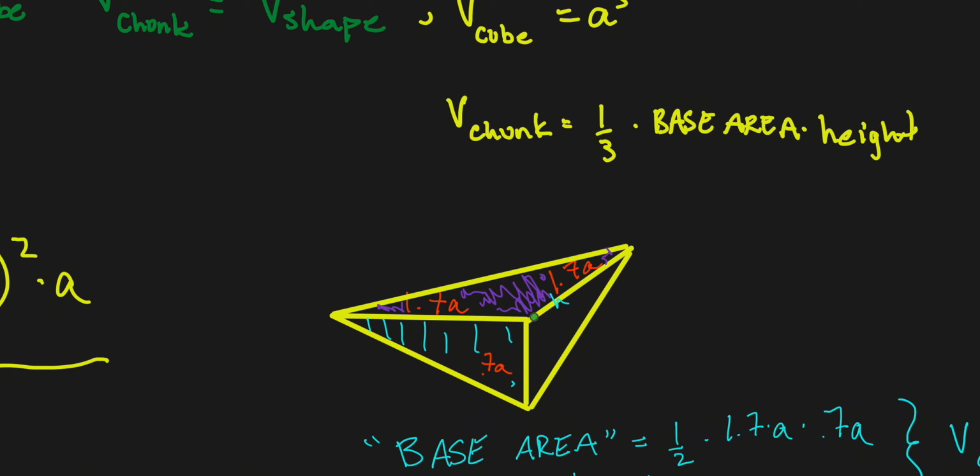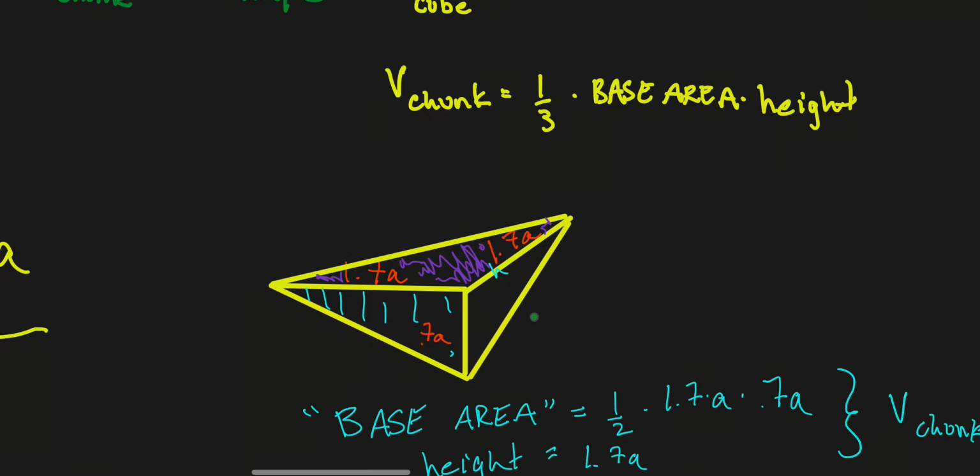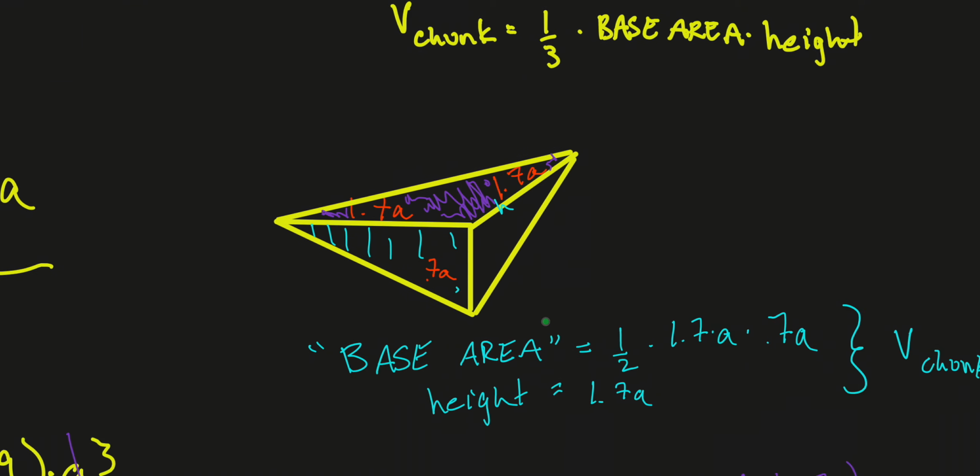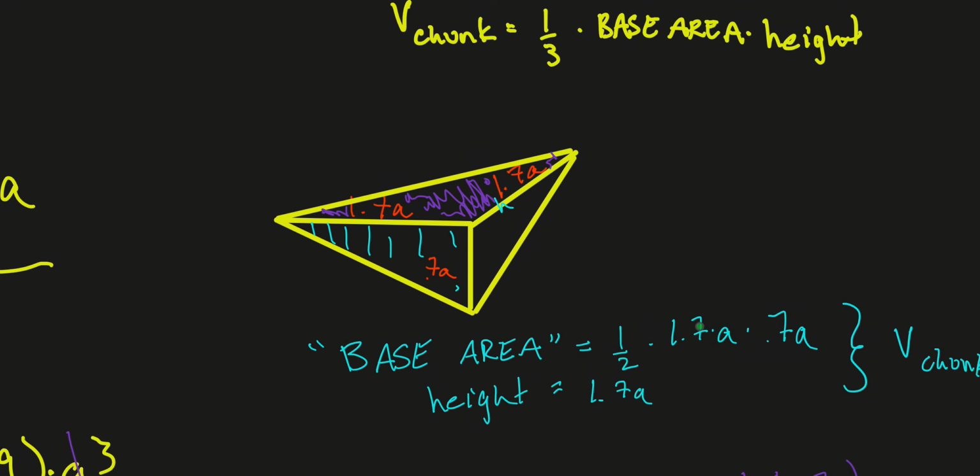Now how do you calculate this base area? Depends on your preference. One way you could do that is recognize that this looks like a triangle right here. Let me call that the base. So the area of that base would be 1/2 times this length, 1.7a, times this height, 0.7a. And that would be the area of this blue section here.